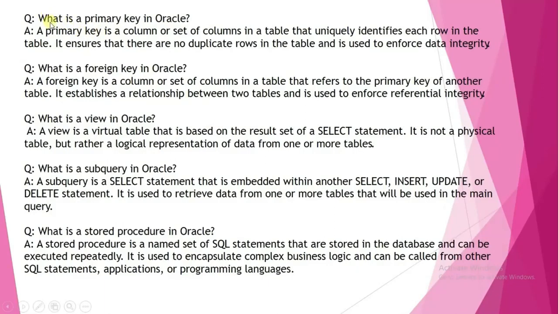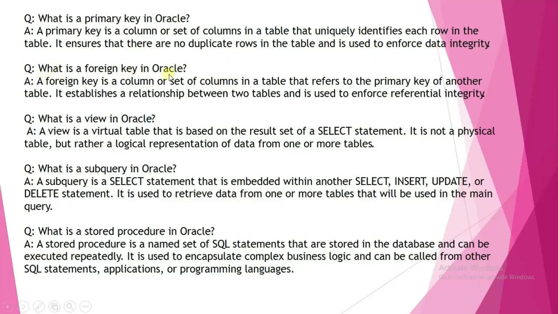So first question is, what is a primary key in Oracle? A primary key is a column or set of columns in a table that uniquely identifies each row in the table. It ensures that there are no duplicate rows in the table, and it is used to enforce data integrity.